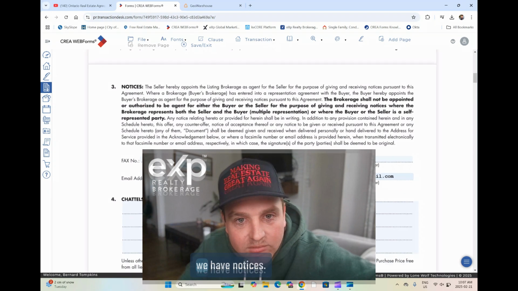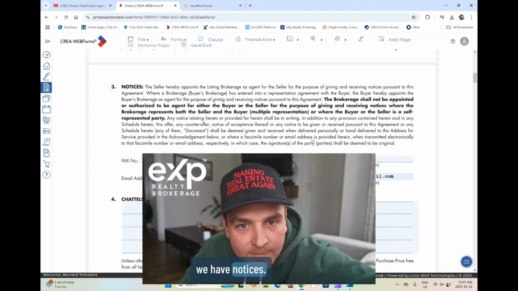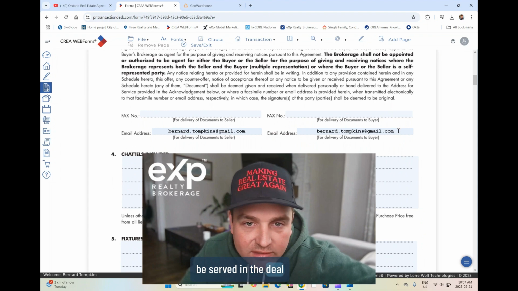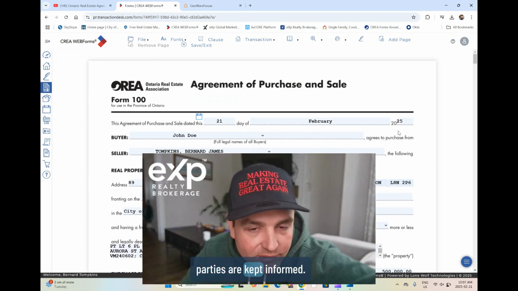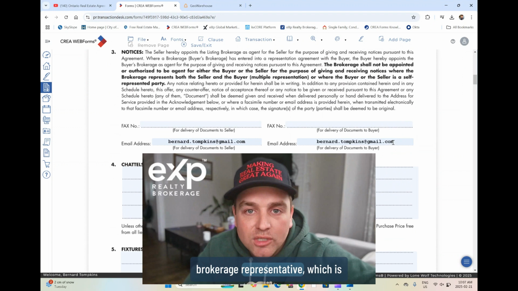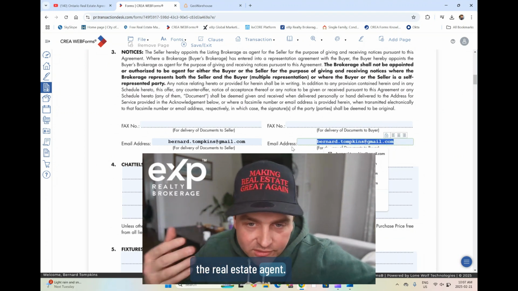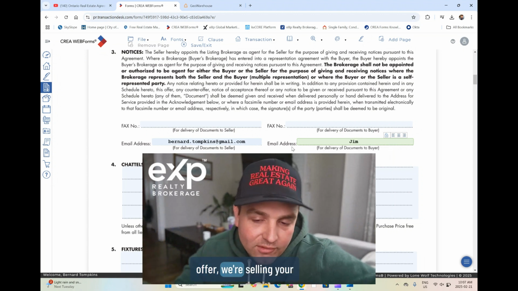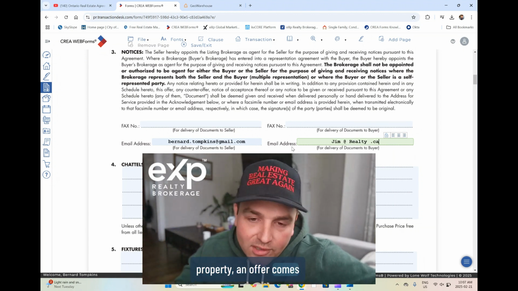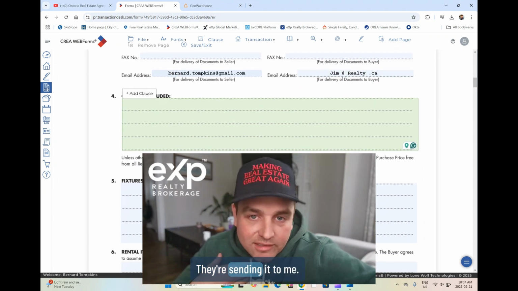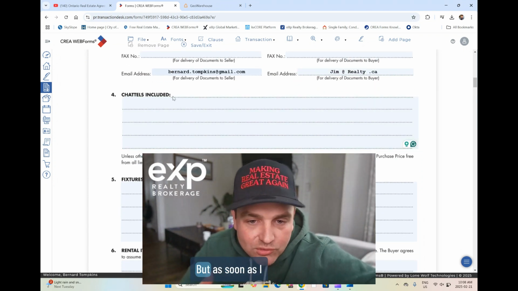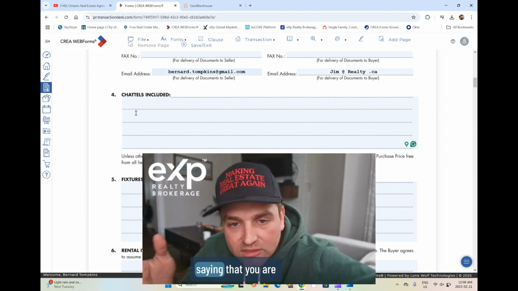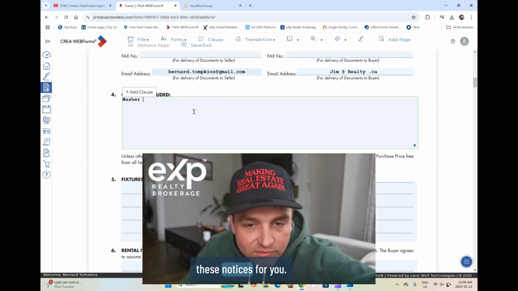So going down next, we have notices. This section just explains how documents are going to be served in the deal back and forth, ensuring both parties are kept informed. And usually it's the brokerage representative, which is the real estate agent. So if I'm representing you, I'm accepting your notices. So when I get an offer, we're selling your property, an offer comes in, they're not sending it directly to you, they're sending it to me, and then I'm going to show it to you. But as soon as I get it, it's considered received, because this section is saying that you are allowing me to receive these notices for you.